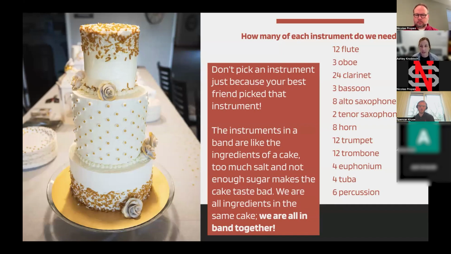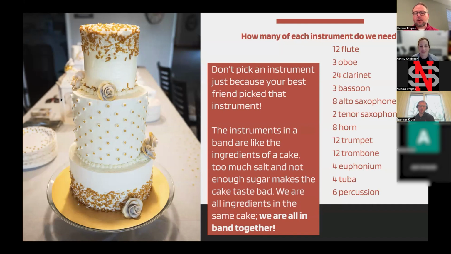Just a breakdown of the instruments that we would like to have in band. You see our numbers there: 12 flutes, 3 oboes, 24 clarinets, 3 bassoon, 8 altos, 2 tenor, 8 horn, 12 trumpet, 12 trombone, 4 euphonium, 4 tuba, and 6 percussion. That would be our ideal instrumentation. But if we don't get there, close enough is good enough.